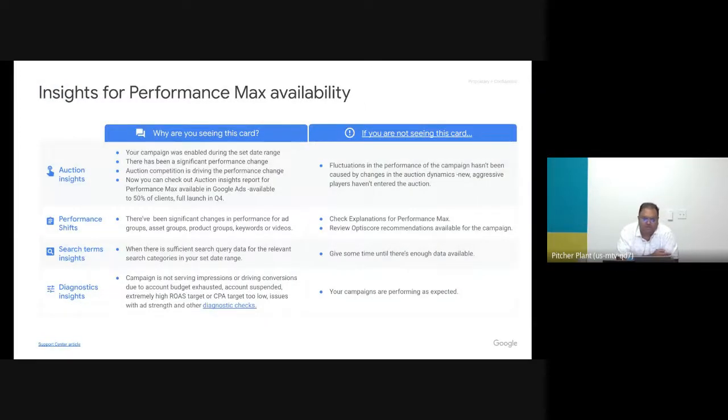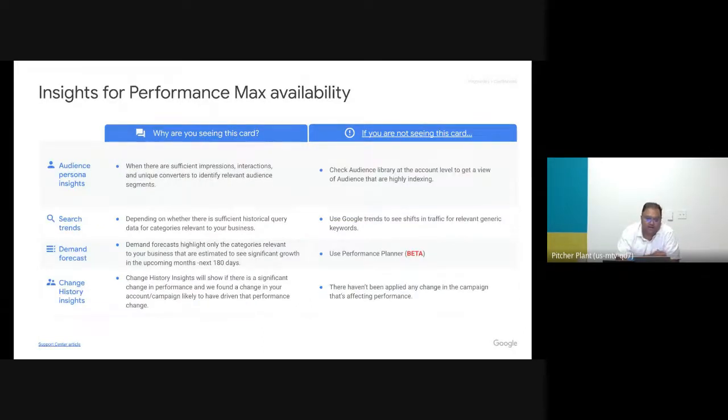Now, some of you are probably aware or already checking in your Performance Max campaigns to see if any of these insights are available. Well, there are certain criteria that need to be met before these insights can be surfaced. For instance, you may not see auction or diagnostic insights if your campaigns are performing as intended, or if campaign fluctuations were not caused by auction dynamics. I won't go into detail of this and the next slide, but feel free to keep this as a resource when evaluating Performance Max campaigns.